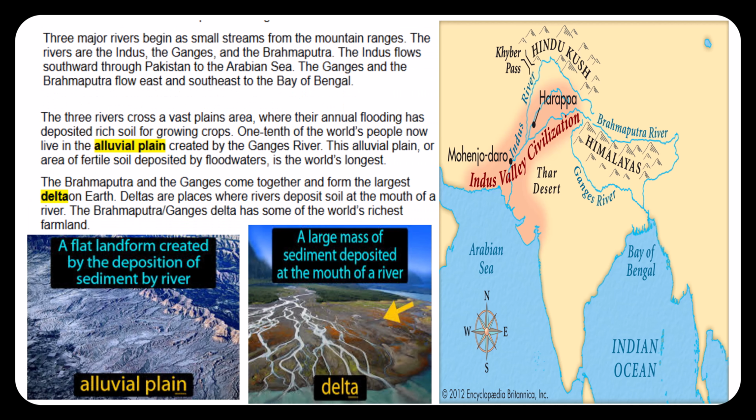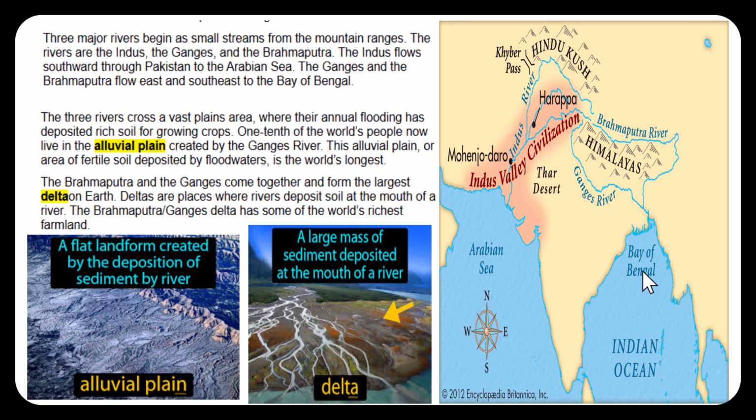3 major rivers begin as small streams from the mountain ranges. The rivers are the Indus, the Ganges, and the Brahmaputra, and you can see those rivers pictured here on this map. The Indus flows southward through Pakistan to the Arabian Sea, pictured here. The Ganges and the Brahmaputra flow east and southeast to the Bay of Bengal. The 3 rivers cross a vast plains area where their annual flooding has deposited rich soil for growing crops.